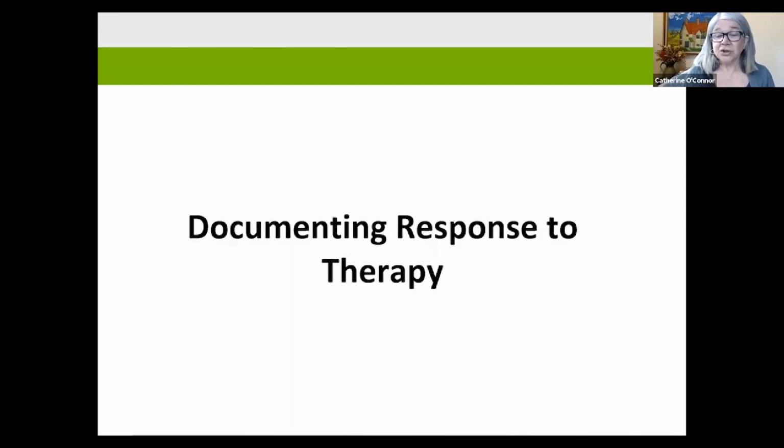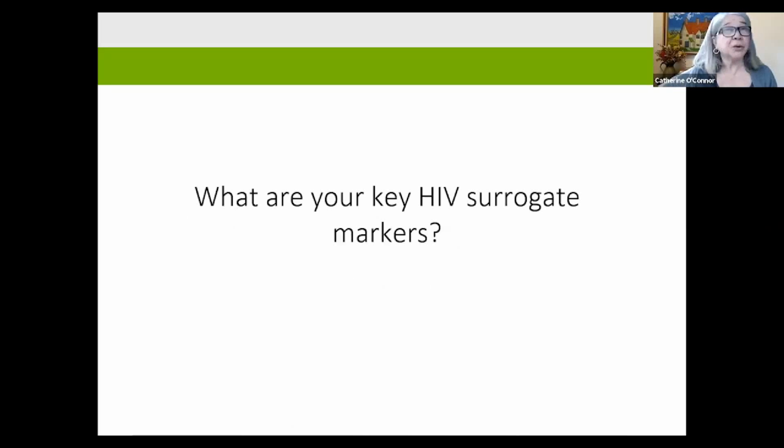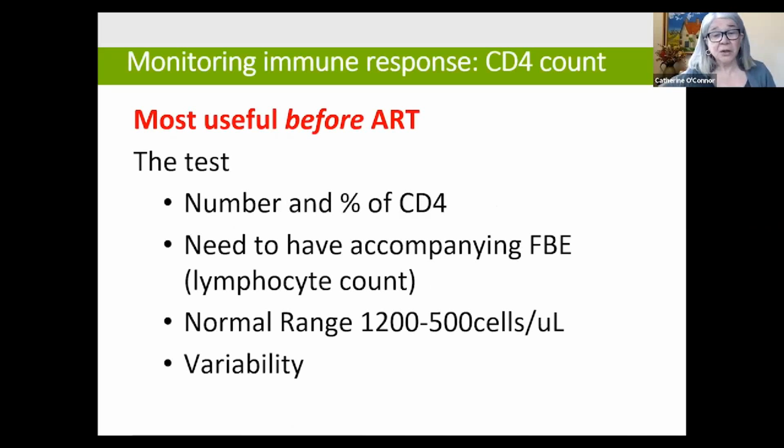So let's look at documenting the response to therapy. What are your key HIV surrogate markers? The most useful surrogate marker before ART is the CD4 count. And we need to consider both the number and the percentages of CD4 cells. It needs to be accompanied by a full blood count or a lymphocyte count. We know that the normal range for CD4 is 500 to 1200, but there is significant variability.